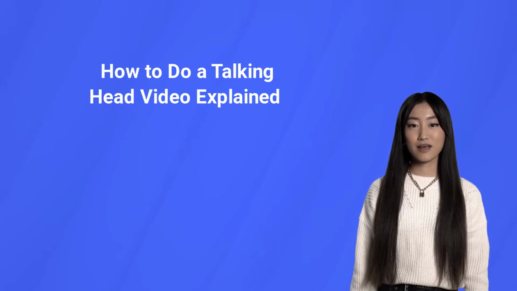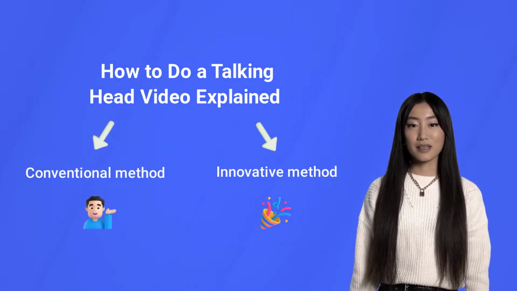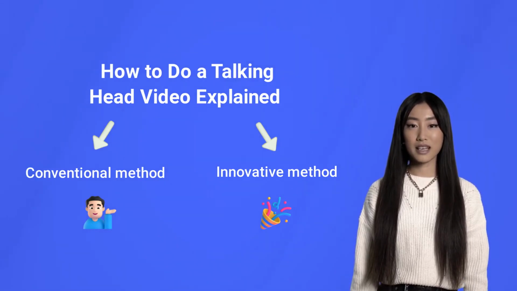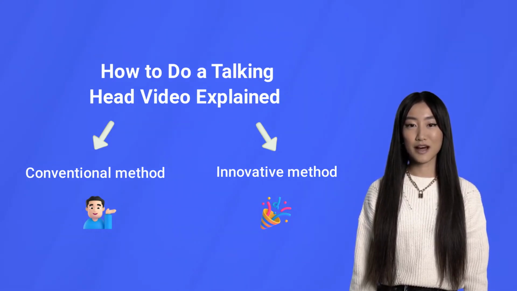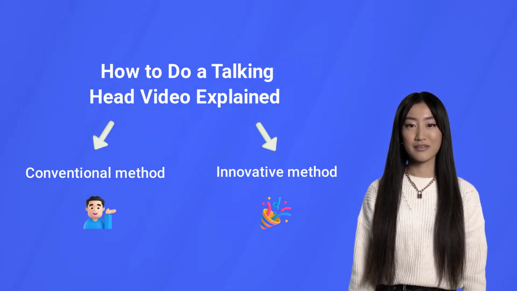There are two methods for editing a talking head video: conventional and innovative. Using the conventional way, you need to write a script, film your talking head video and any B-roll material, record your audio, and edit the video with a video editor. In the end, you'll need to put a lot of time and effort into this process. The innovative technique is far more efficient.